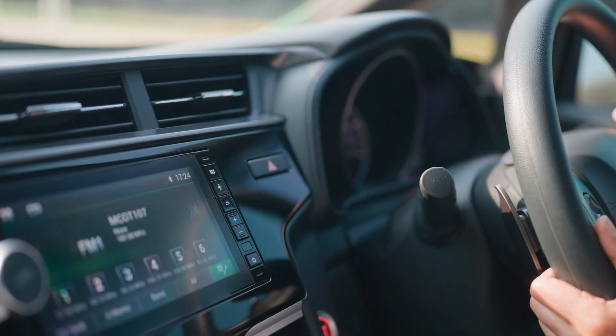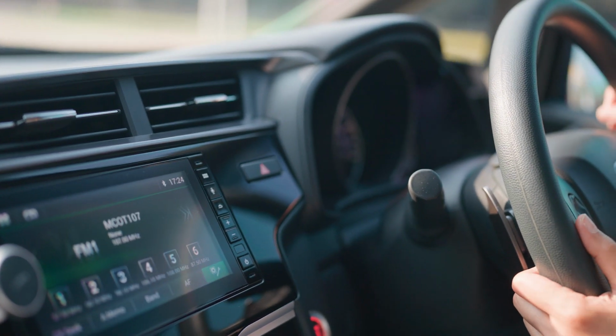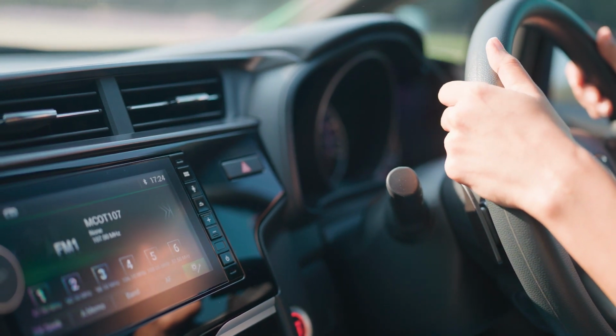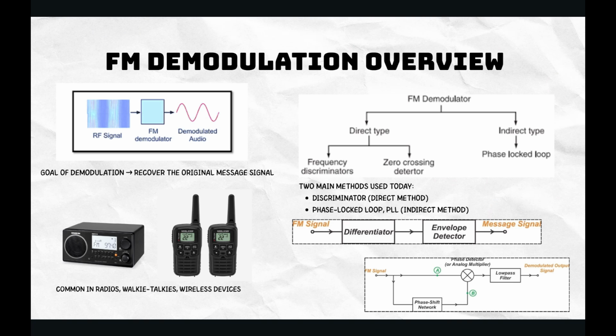Have you ever wondered how your car radio turns those invisible waves in the air into music you can hear? Okay, so after the FM signal is generated, a receiver has to decode it. It listens to the tiny frequency changes and converts them back into the original sound. This hidden process is called FM demodulation.